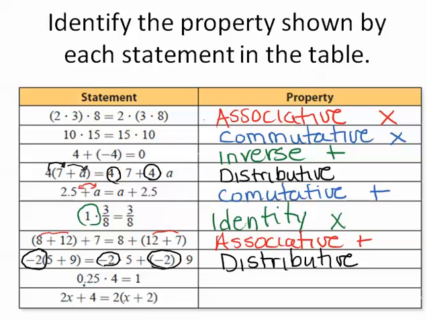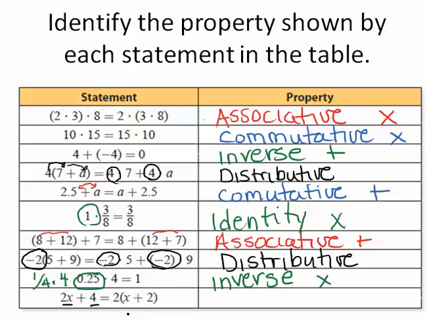Okay, next one. You're like, 0.25 times 4 equals 1. You're like, oh, we don't have a property that says that. Oh, but wait, we do. Let's think back. What is 0.25 as a fraction? Oh, it's 1/4. So it's 1/4 times 4. And multiplying by 1/4 is the same thing as dividing by 4. So the opposite of multiplication is division. So this one is the inverse of multiplication.